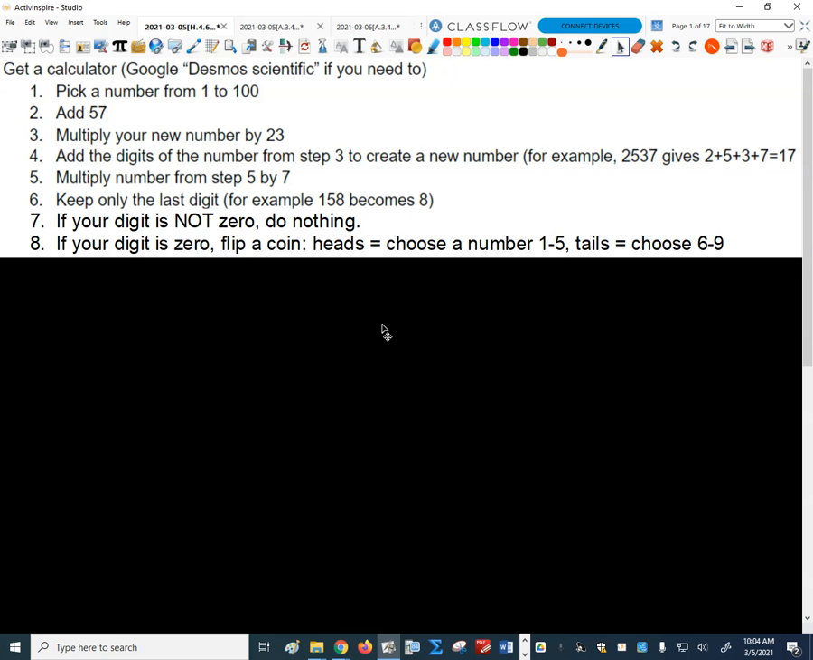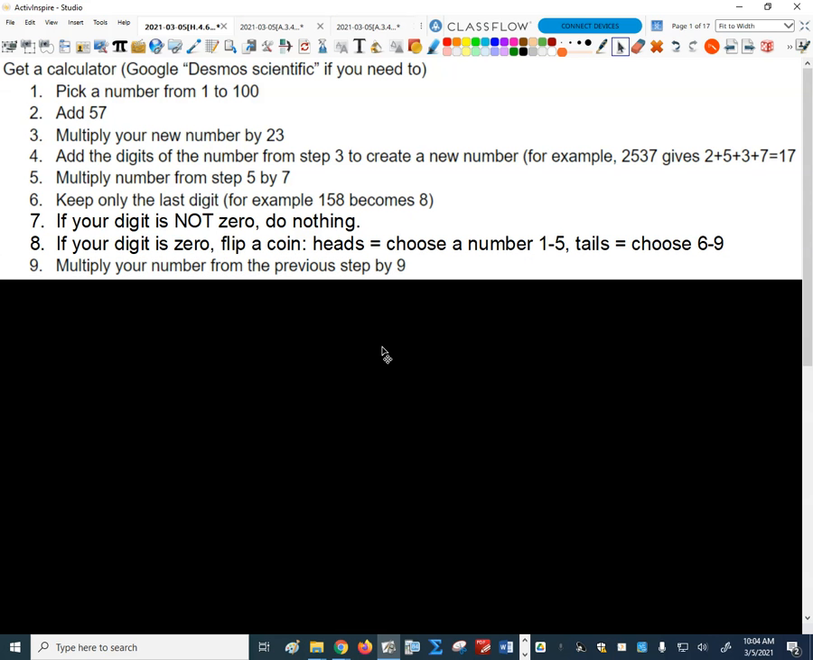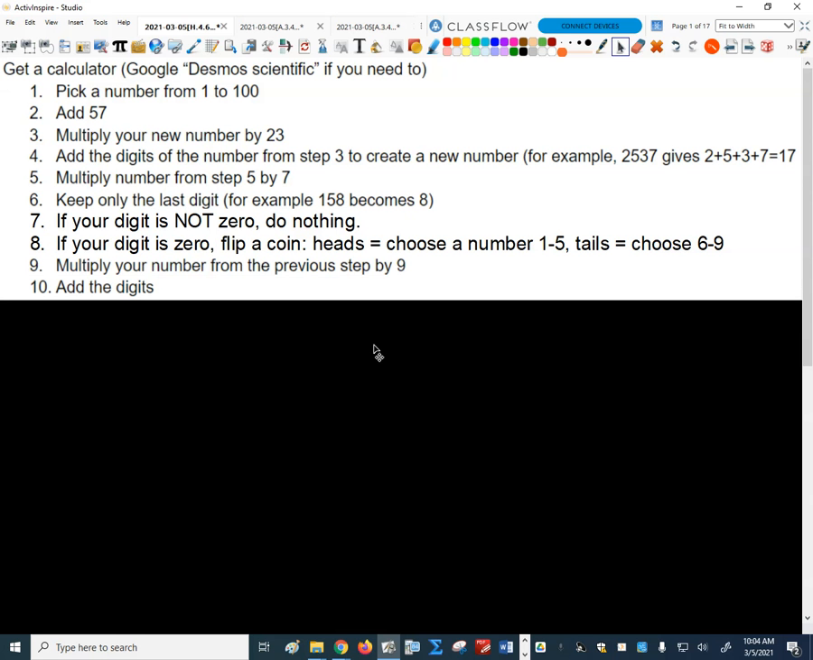Okay. Step 9, multiply your previous number by 9 and write that down. Type a 9 when you're done. Okay. Step 10, add the digits and create a new number. Type 10 when you're done. Whatever number you got in row 9, add those digits to create your row 10 number.